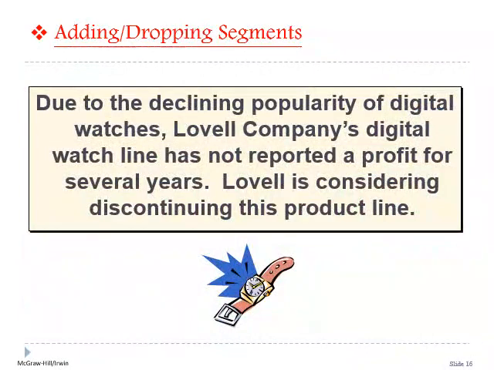To understand how you can make a decision whether to drop or retain a specific segment or a specific product line, let's take this example. Due to the declining popularity of digital watches, Lovell Company's digital watch line has not reported a profit for several years. Lovell is considering discontinuing this product line.